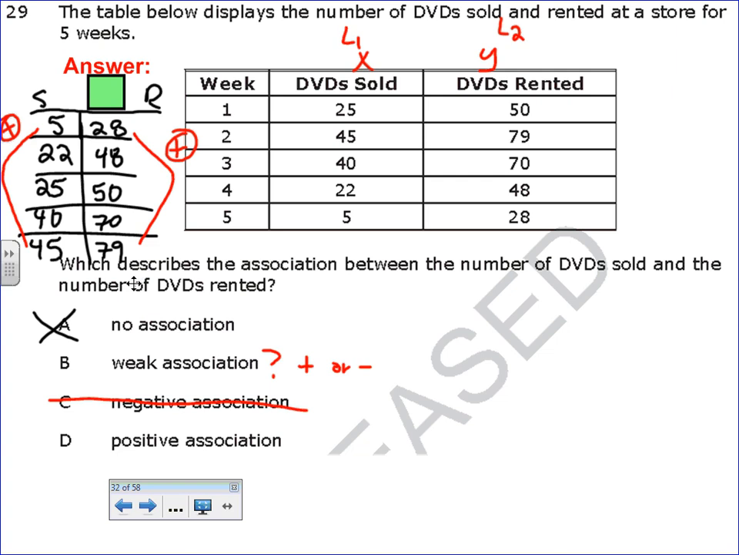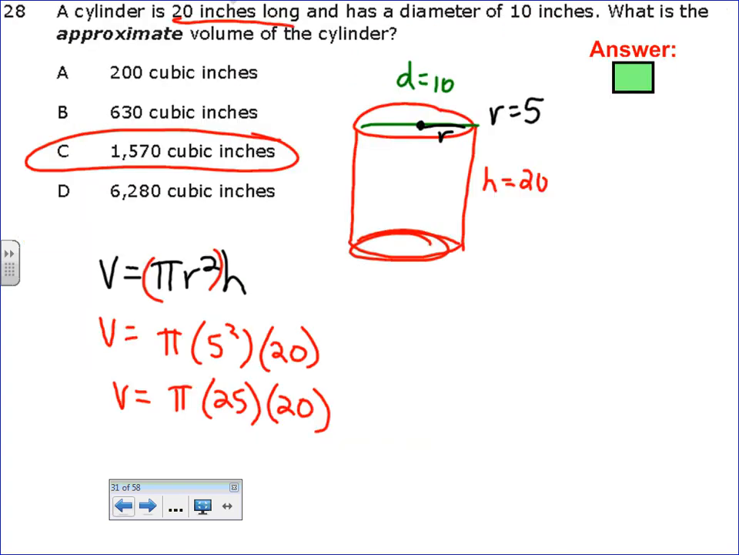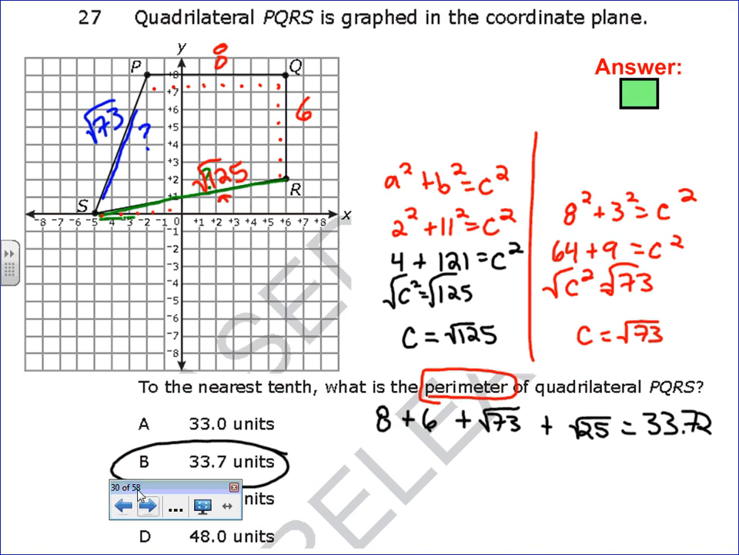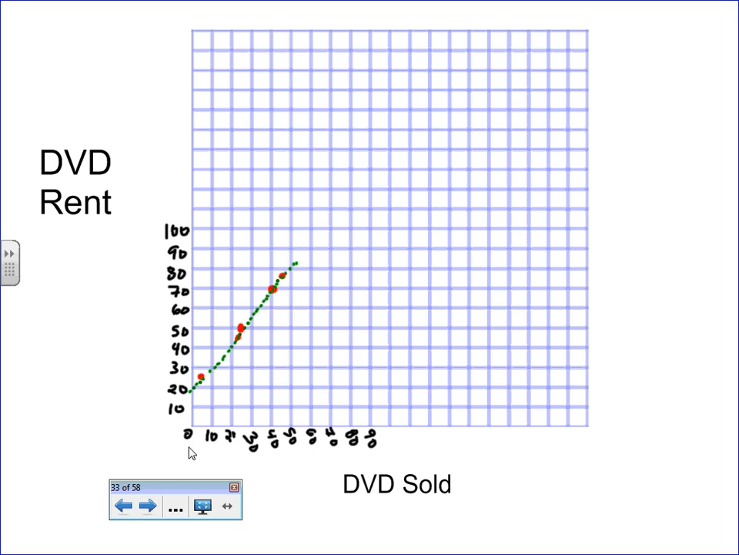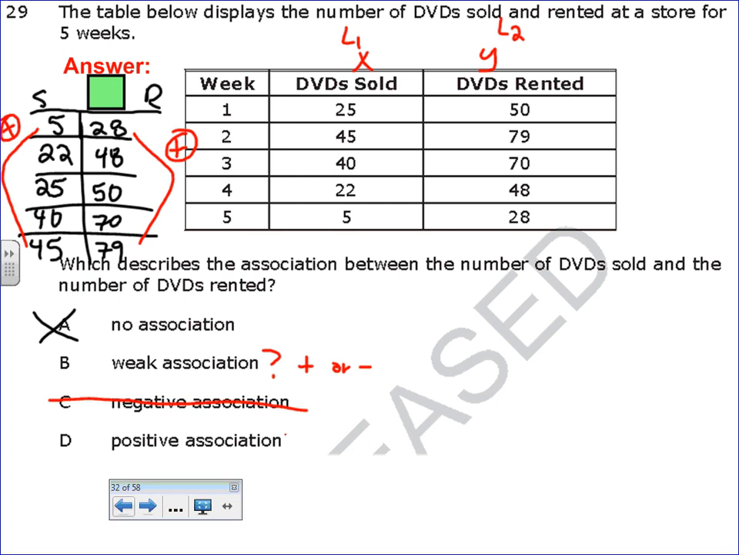At this point, you can use your graph paper and graph your table, which is what I've done here. You'll see these red dots are the points from the table that I graphed, and the green line would be my line of best fit. You notice these are almost exactly in a straight line. So just to confirm, it is a positive association. And again, you could also do that on your calculator if you want.